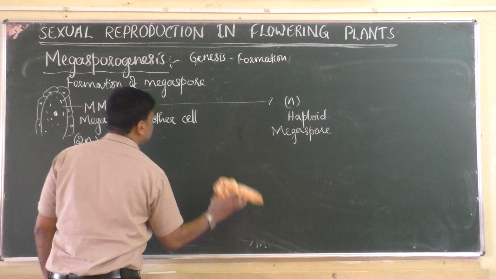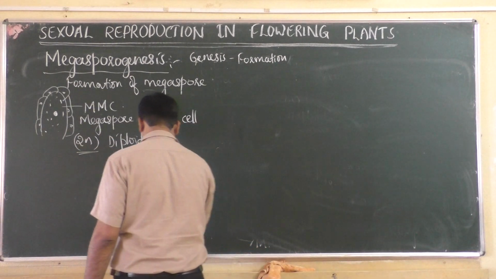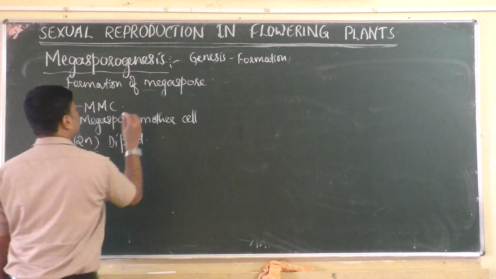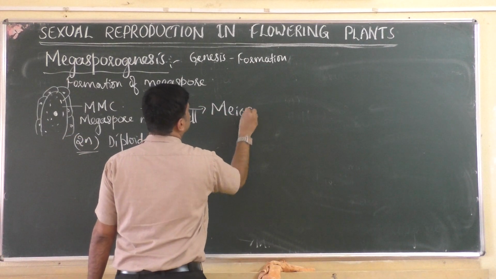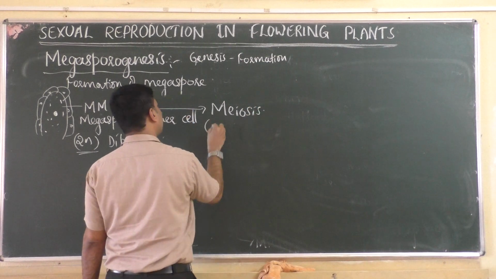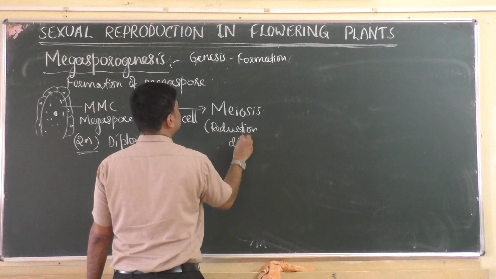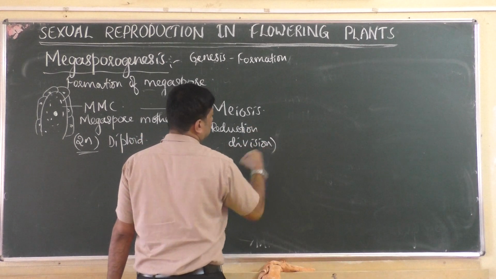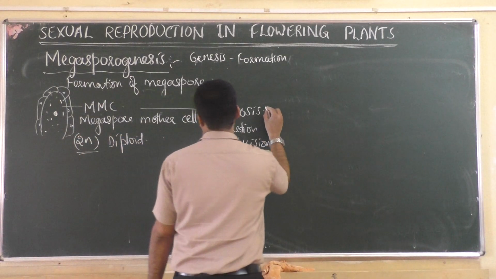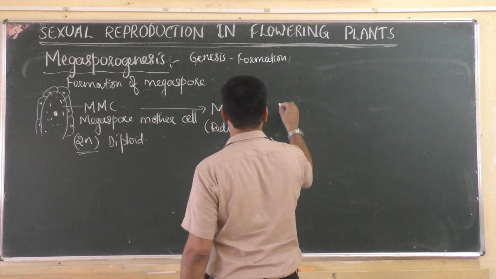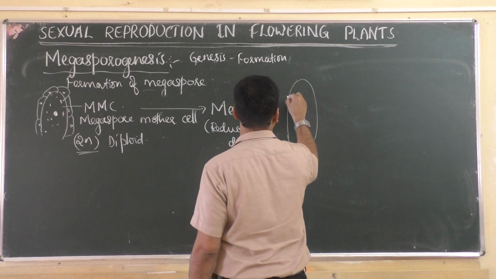So meiosis occurs here, which is called reductional division. You know, the chromosome number will be reduced to half. So the first stage will be meiosis, or reduction division, occurs. Then what happens? One megaspore mother cell divides and becomes two cells.